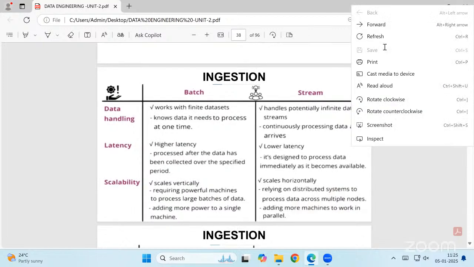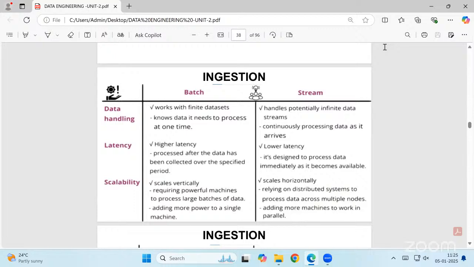So when we use these 2 techniques, when do we use batch ingestion and when do we use stream ingestion? In what situations do we have to use these 2? So, data handling, latency and scalability. Batch works with finite data sets. Finite means fixed data sets. It knows the data it needs to process at one time. So it means data processing will be done only one time.